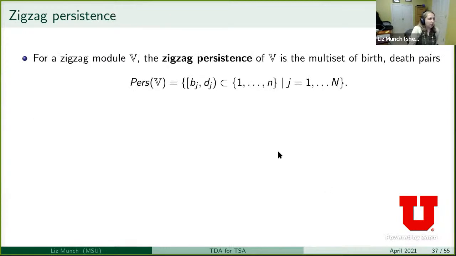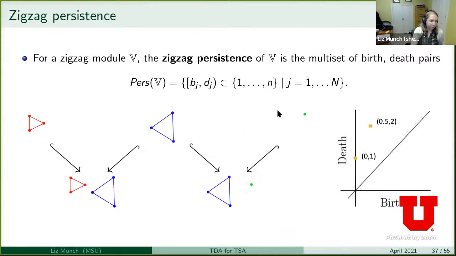Okay, so once I get to the point that I've got these zigzag persistence modules, I can try to understand essentially where things appear and disappear. So here's a rather simplified example. I'm hoping the green shows up. There's supposed to be a vertex here and a vertex here.